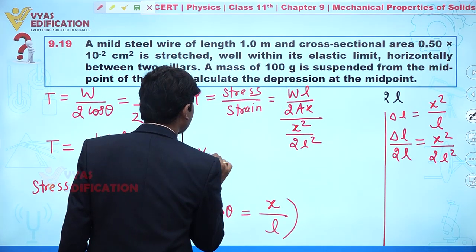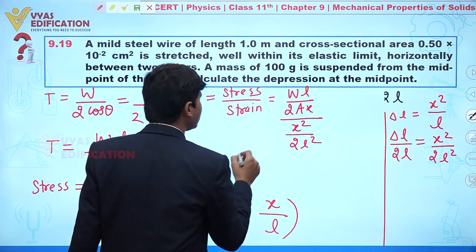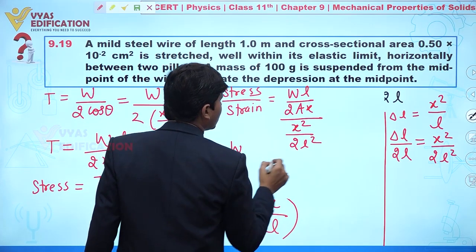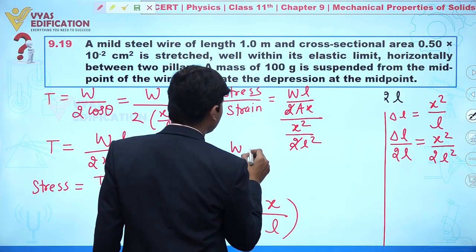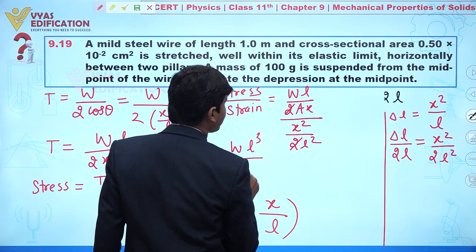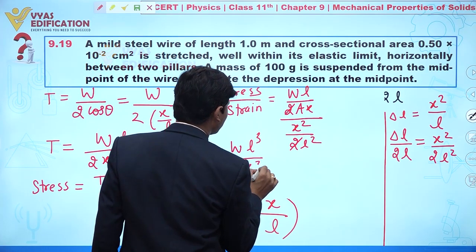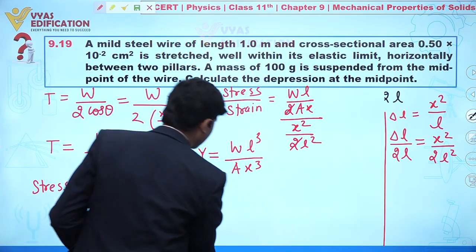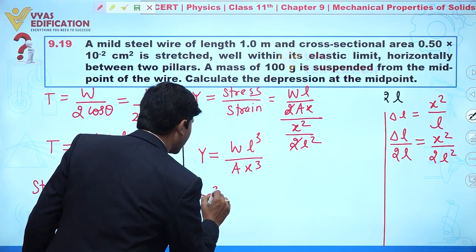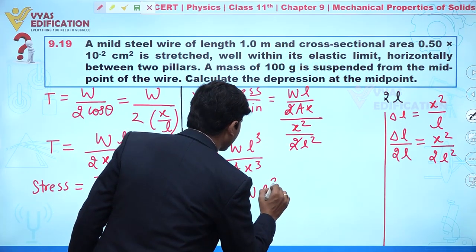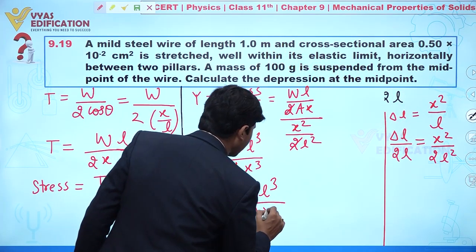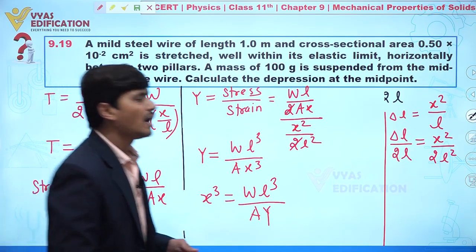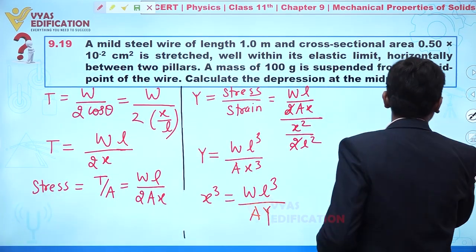So from here you can say Y is given to you as W, and the 2 and 2 cancel out. WL cube divided by AX cube. Clear? So from here, can we calculate the value of x? Yes, definitely. The value of x cube is given by WL cube divided by AY. Clear? Now I can write here the value of x.